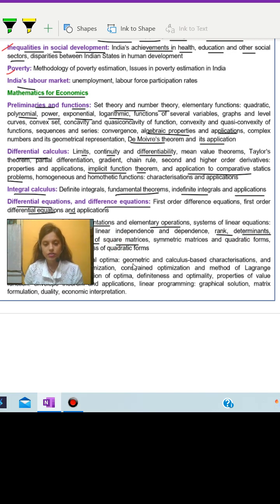Coming to optimization, यहाँ पे local and global optima ये topic important है. Definiteness and optimality important है. Properties of value function, duality, economic interpretation, then linear programming important है, graphical solution important है, matrix formulation भी important है. तो ये सभी चीज़ें अगर आप ठीक से प्रैक्टिस करके जाएंगे, पढ़ाई करके जाएंगे, एप्लीकेशन बेस्ड भी रहेगा, तो आप अच्छे मार्क्स सिक्योर कर सकते हैं.